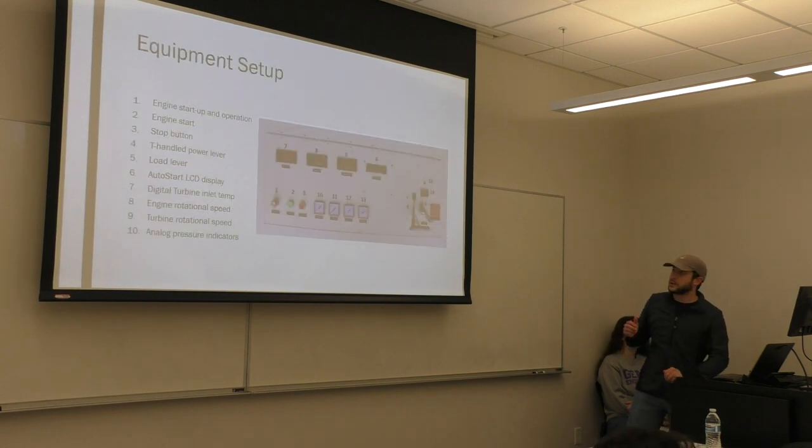And here's a picture of one of the control panels. 1 is a master switch. You have to flip that on before anything can happen. 2 is an engine start. 3, that red button, is the kill switch. And 4 is a variable power lever. 5 is a load lever.